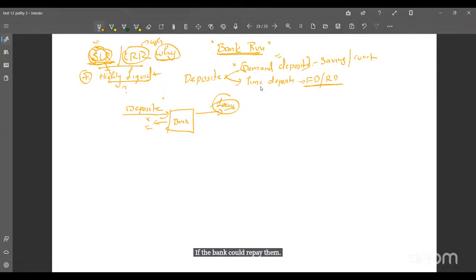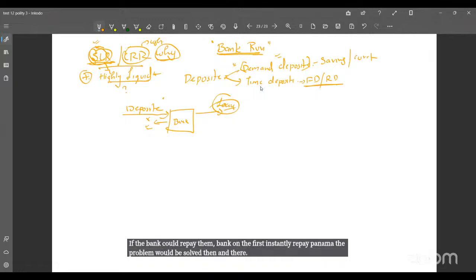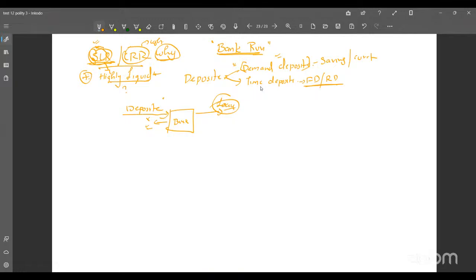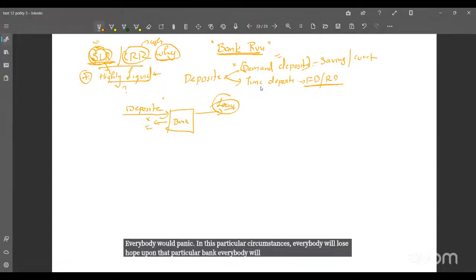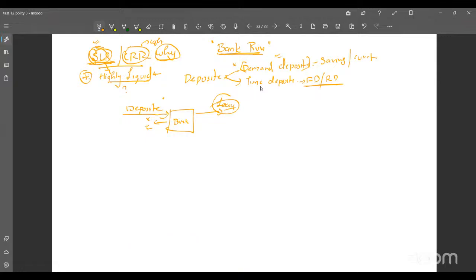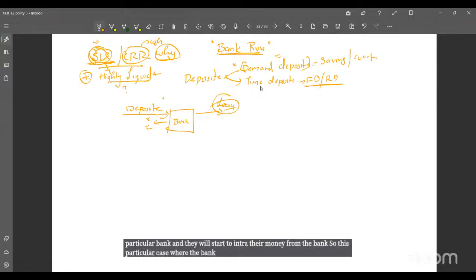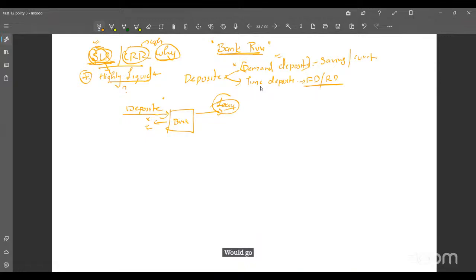பேங்க் வந்து ஃபர்ஸ்ட் இன்ஸ்டன்ஸ்லயே ரீபே பண்ண முடிஞ்சிருச்சு அப்படின்னா the problem would be solved then and there. அங்கேயே அந்த பிரச்சனை முடிஞ்சிடும். இல்ல சார், பேங்க் கிட்ட பணம் இல்ல, உங்களோட டெபாசிட்லாம் நாங்க லோன் கட்டிட்டோம், லோனா கொடுத்துட்டோம், நீங்க ஒரு 10 நாள் கழிச்சு வாங்கினா everybody would panic. In this particular circumstances, everybody will lose hope upon that particular bank. Everybody will lose their trust upon that particular bank, and they will start to withdraw their money from the bank. So this particular case where the bank was actually running fine would go to a situation of bankruptcy.